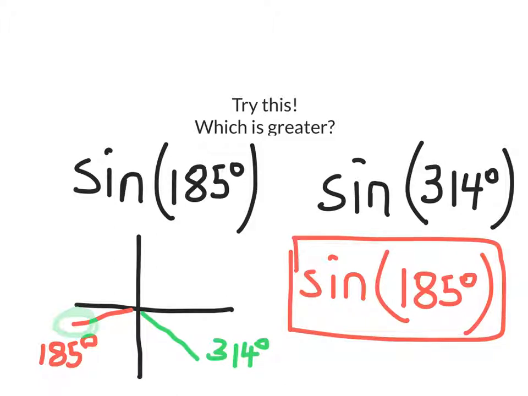In conclusion, if we want to compare two sine values, first we draw the rotations, then we observe which of the two angles is closer to the top of the circle, which would have a higher y value, and whichever one is closer to the top of the circle will have a greater sine value. Whichever angle is closer to the bottom of the circle will have a lesser sine value.